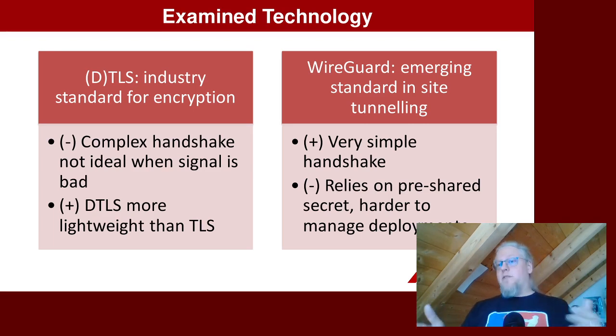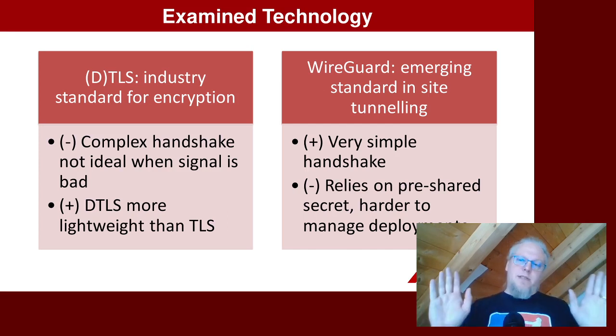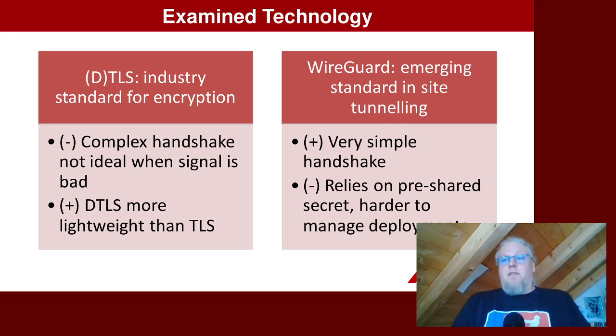And the other technology that we wanted to look at is WireGuard. WireGuard is an emerging standard. It's, well, standardized, but it's not everywhere yet. And one of the key features is that it has a very, very simple handshake, which is ideal for our critical link handover phases. Now, on the downside, it gets this easy handshake because it relies on a pre-shared secret. And managing this pre-shared secret is not really great for large deployments.